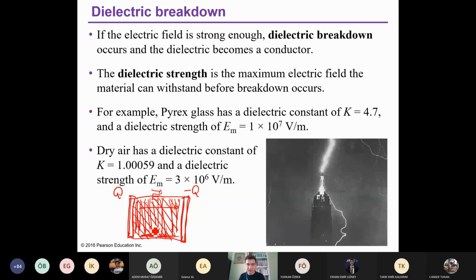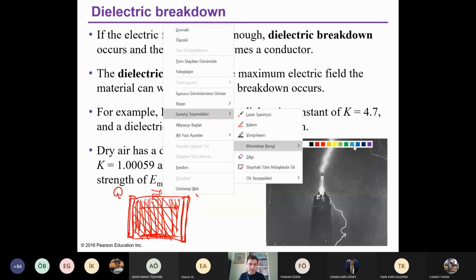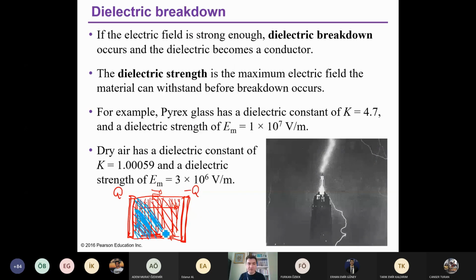Let me change the color and then continue. So here I have inserted a dielectric material. Again, there will be no electrical conductivity, because dielectric materials are insulating materials. They are not conductors. They do not conduct electricity. But if the electric field is strong enough, dielectric breakdown occurs and the dielectric becomes a conductor. So then you can conduct electricity from one plate to another plate.